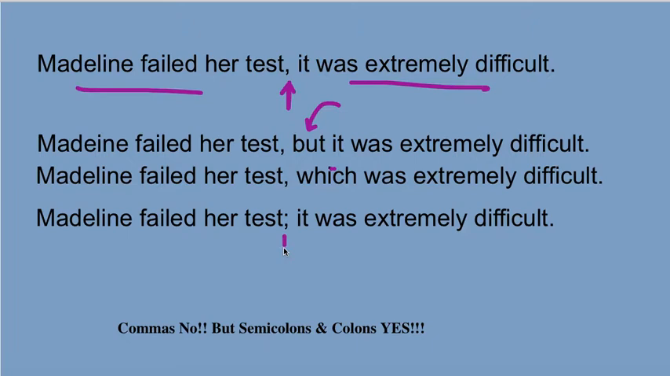You could also even use a semicolon. Remember, we said semicolons can be used to separate two independent clauses. So that is that example for semicolons. Commas are no's, but semicolons and yes, even colons would work here. All right, so that's rule number 4.